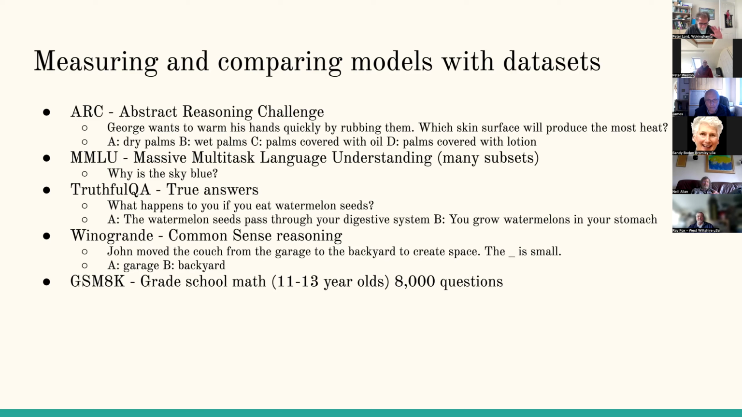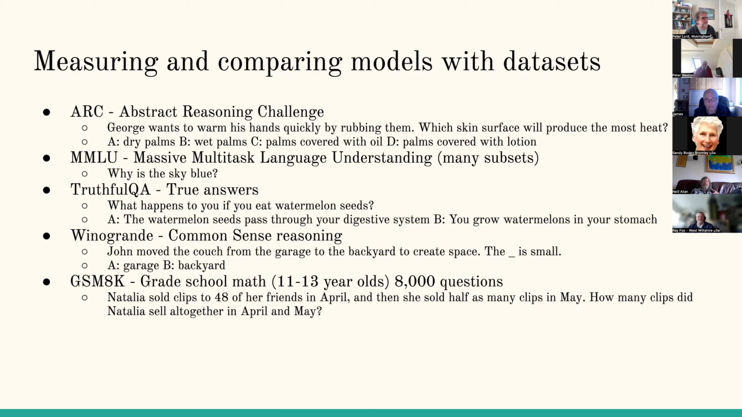And these are kind of US biased, but GSM8K is grade school maths, about equivalent to our 11 plus, or the sorts of IQ tests you take at 11. And they typically include verbal reasoning and mathematics. So: Natalia sold clips to 40 of her friends in April, and then she sold half as many clips in May. How many clips did Natalia sell altogether in April and May?